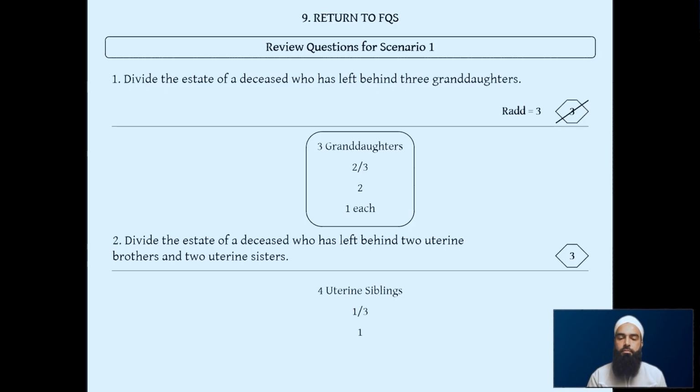we make the scenario and we cross out the 3, the original divisor, and we see that there are 4 uterine siblings. So we do the radd of 4 and we'll divide the property up into 4 parts, everyone receiving 1 each. It's fairly easy. So this is rule number 1 for everybody.